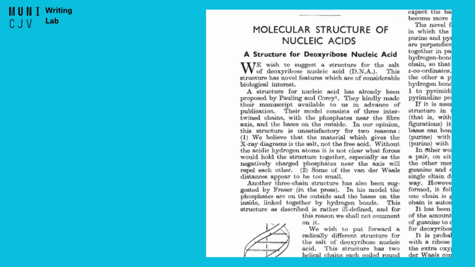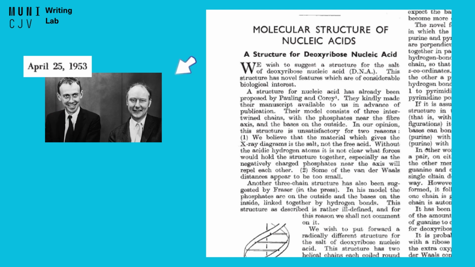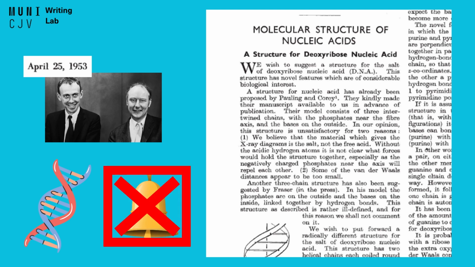Okay, let's go to the last example, and I thought it would be cool to look at one of the most famous scientific papers of all time, and that's the 1953 paper, a structure for deoxyribose nucleic acid. And this, of course, was the first publication of James Watson and Francis Crick's proposal of the double helix structure of DNA, for which they later won the Nobel.